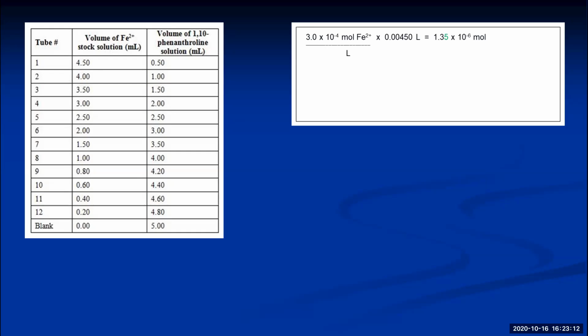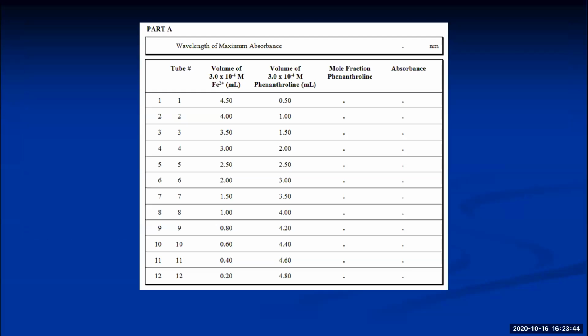Doing the exact same thing for the phenanthroline, we're going to multiply its molarity by its volume, and this comes out 1.5 times 10 to the minus 7th moles. If you add those up, that's going to be the total number of moles in this particular solution, and then the mole fraction of phenanthroline is just going to be the moles of phenanthroline divided by the total. That total being 1.50 times 10 to the minus 6th. This mole fraction turns out to be 0.10. So when you go to your data table, you're going to be entering that as the mole fraction for the initial solution, tube 1, of 0.10.